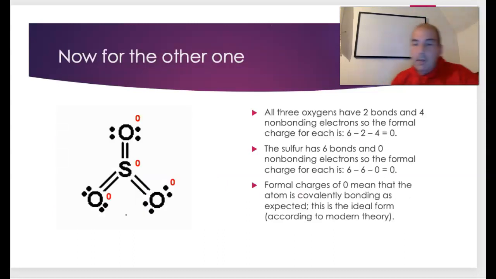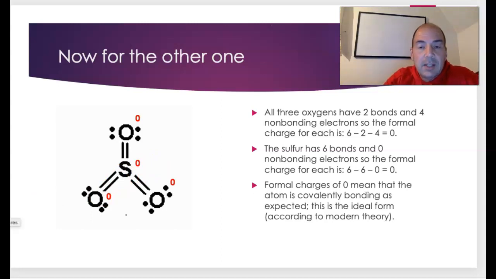Now if we look at the other model, each of the oxygens is doing the exact same thing, so we have 6 valence electrons minus 2 bonds minus 4 dots, that's 0. So each of the oxygens is 0. And then for the sulfur, 6 valence electrons minus 6 bonds and no non-bonding electrons means that it's 0. Everything is 0. That's probably the way things want to behave. Okay? That's more of the ideal as is being defined nowadays.